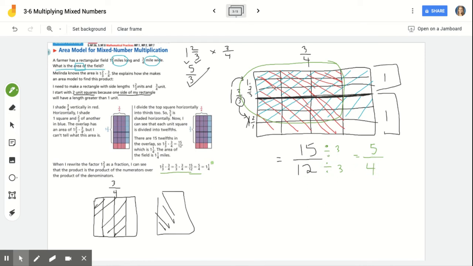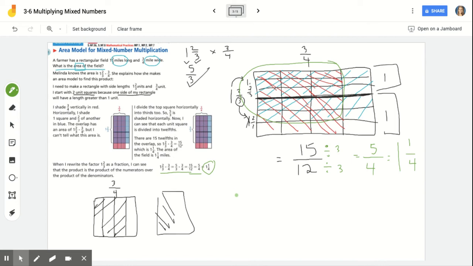And 5/4 can be rewritten as a mixed number. 4 goes into 5 one time with 1 remaining. And 4s are still our denominator. And now we arrive at our answer. The farmer's area of the field is 1 1/4 square miles long. And we used an array to solve this problem.